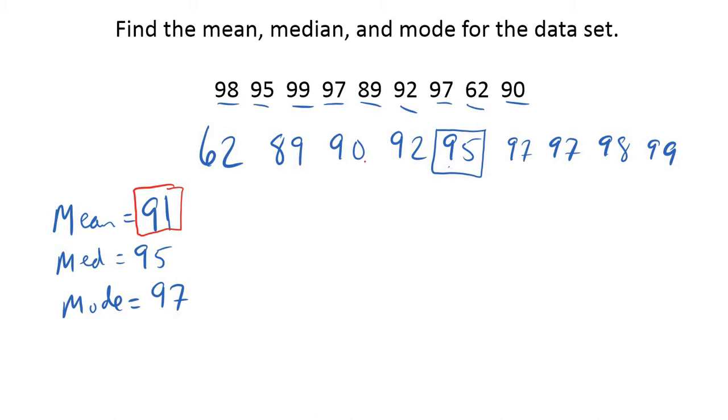And mode, well, notice there's a 97 and a 97. 97 showed up twice. There was nothing else that repeated. So in this case, 97 is our mode. There doesn't have to be a mode, by the way, in a number set. Some of them won't have repeaters. Some could have things that repeat the same number of times, so that we could call that bimodal or things like that.